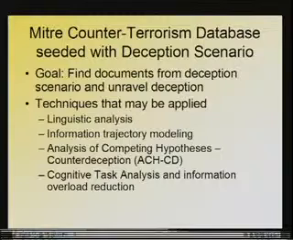One of the things we hope to do here was, MITRE was developing a counterterrorism database which was seeded with a deception scenario. We hoped to apply various of these techniques we talked about to see if we could discover the documents in this database that were related to the scenario, then determine where the deception was in the scenario and unravel what was going on.